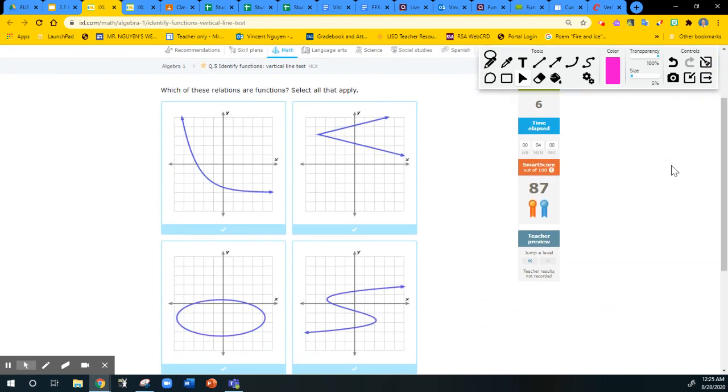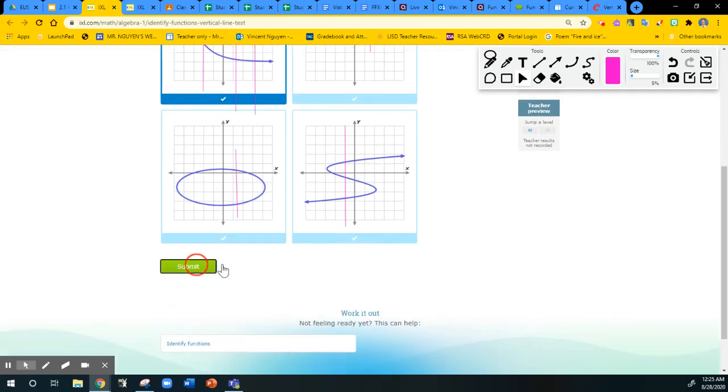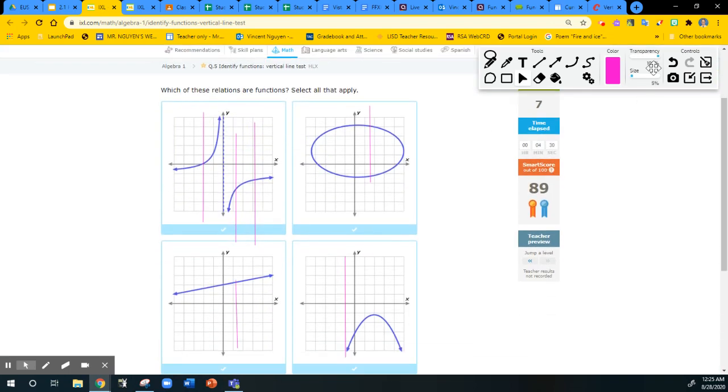Okay, one more and then we're going to stop, guys, because it's the same thing. This one passes the vertical line test. Very good. This one fails. This one fails the vertical line test because it touches two places. This one fails because it touches three places. This one fails because it touches two places. So there is only one graph that is a function, and that's that one. And we're gonna submit, and we're done. All right, thank you guys.